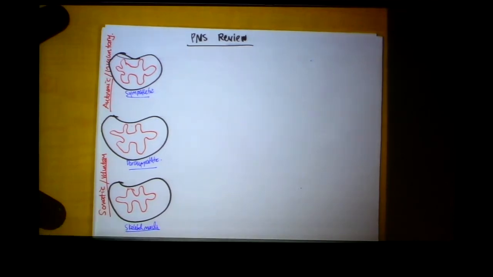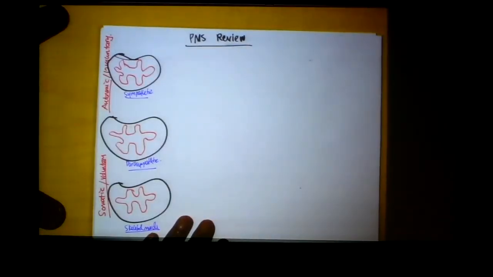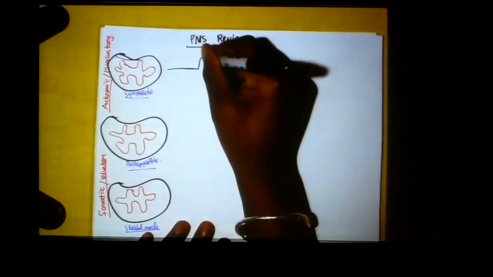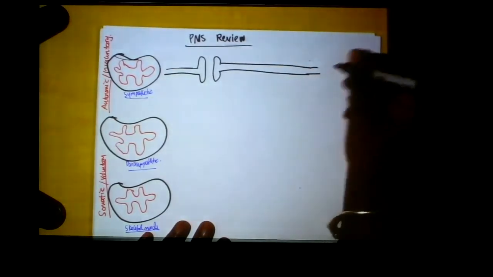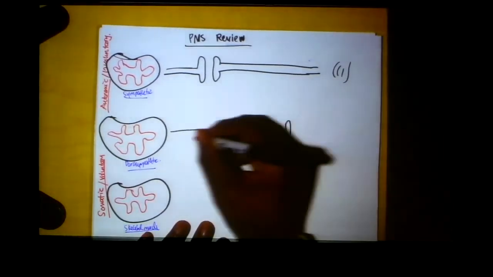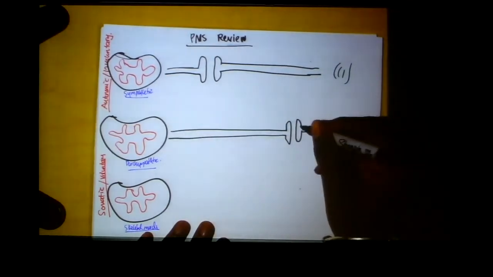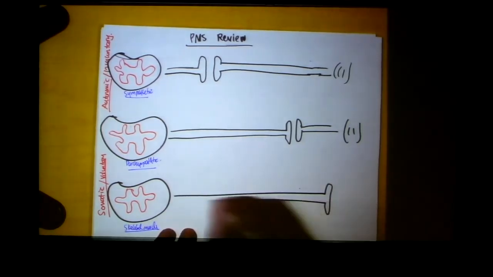Okay, let's speak about the two neurons that are involved here. So we know that in the sympathetic system, is there a longer or a shorter preganglionic neuron? Shorter preganglionic, right? And then a longer postganglionic. In the parasympathetic system, we said there was a long preganglionic and then a short postganglionic. And then in skeletal muscle, how many neurons do we have? Just one motor neuron, okay?